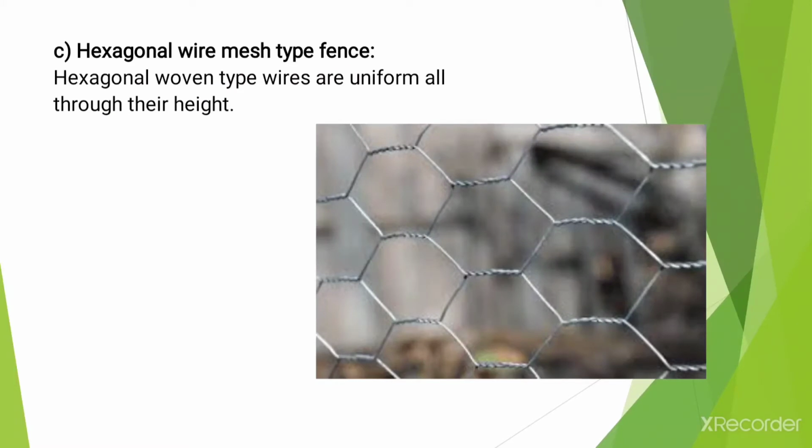Now the last type of the first major type is the hexagonal wire mesh type. It is shaped like a hexagon, so it is called the hexagonal wire mesh type, and hexagonal woven wires are uniform all through their height.